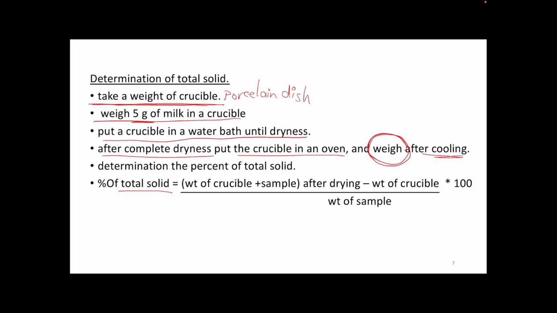After weighing, now you can determine the percent of total solids by this equation. The equation says that you subtract the weight of the empty crucible from the total weight of the crucible and the sample after drying, divided by the weight of the sample, the weight of the milk sample itself, and the resulting value is multiplied by 100. Okay, so by this simple procedure and this simple equation, you can determine the percentage of total solids present in a milk sample.